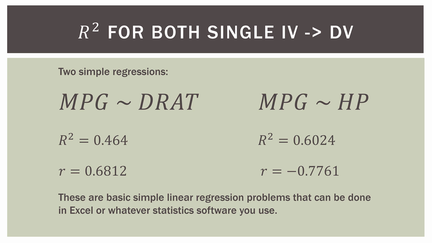Now, if you remember, the correlation was negative in this case. So you take the square root of that and you have negative 0.7761. So the first thing we do here, just to kind of get the R squares, is we do a regression for each 1-to-1 relationship with the dependent variable miles per gallon.